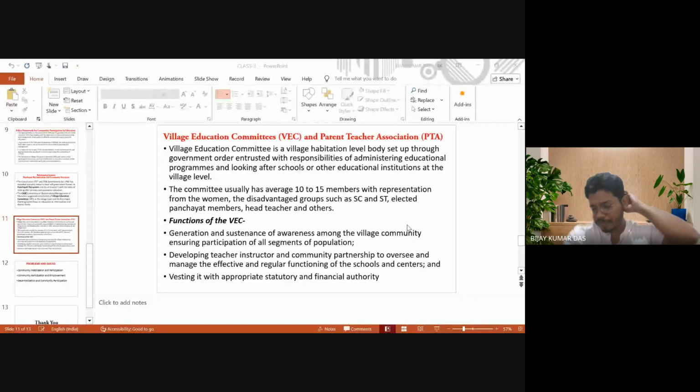Generation and sustenance of awareness among the village community, ensuring participation of all segments of population from women group, men, SC, ST, OBC, general, disadvantaged, blind, everybody, irrespective of discriminations. Developing teacher and community partnership to oversee and manage the effectiveness and regular functioning of school and centers.